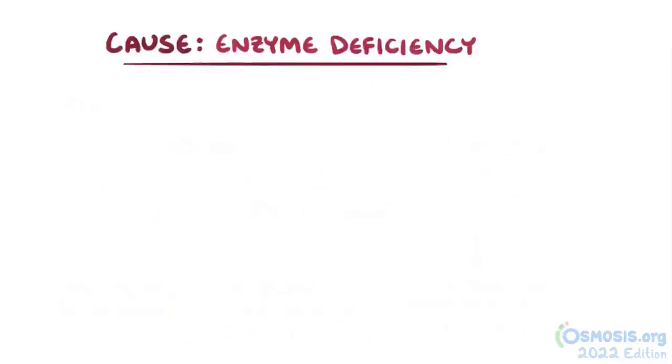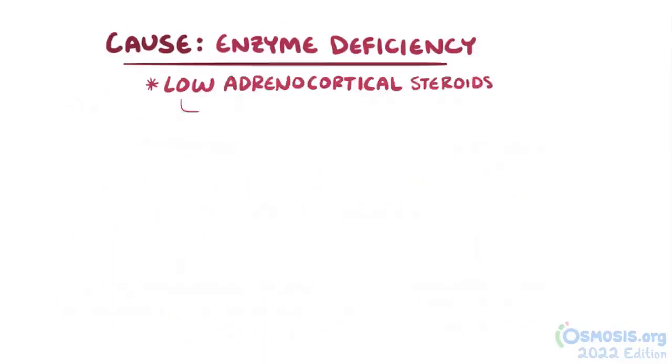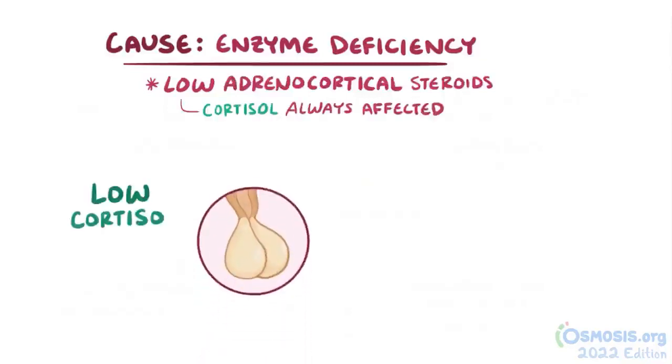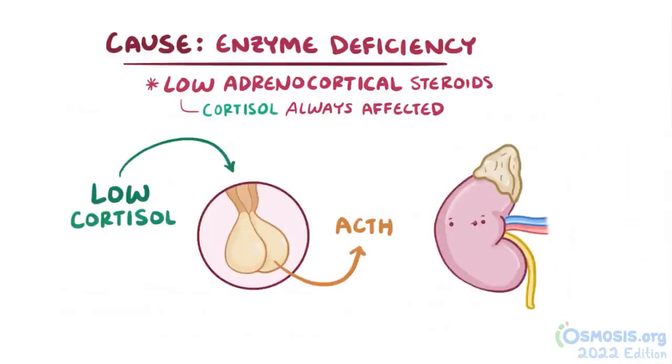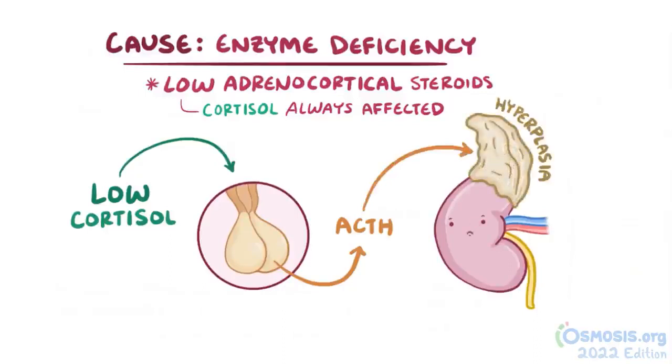Congenital adrenal hyperplasia can be caused by a number of enzyme deficiencies in the adrenal corticosteroid pathway. These enzyme deficiencies result in low levels of multiple adrenocorticosteroids, with cortisol always being one of them. Low levels of cortisol triggers the pituitary to release more ACTH, which stimulates the cells in the adrenal gland to continually proliferate. This results in the enlargement or hyperplasia of the adrenal gland.